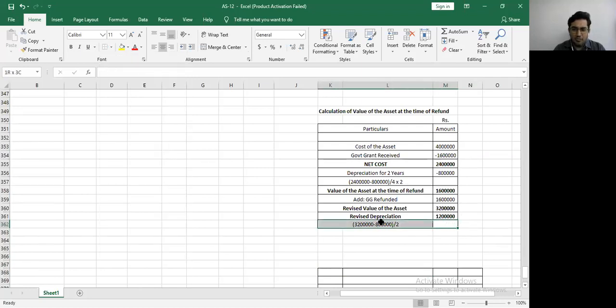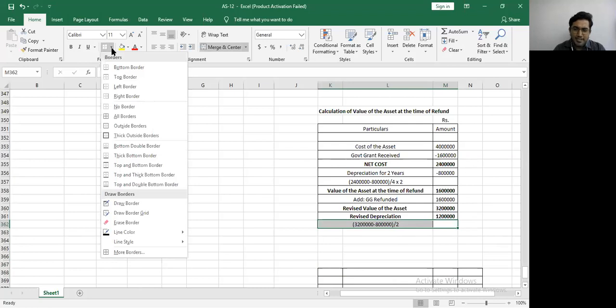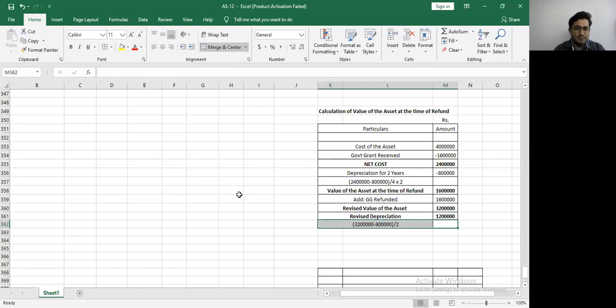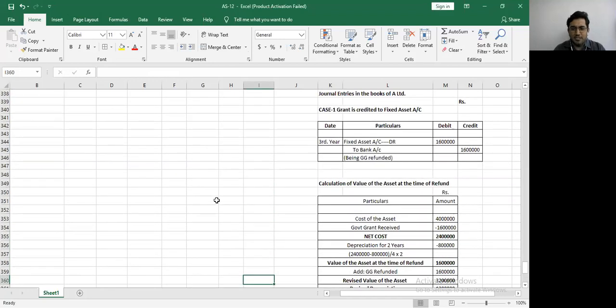Your revised value is what? 32 lakhs. Your revised depreciation is 12 lakhs. Okay. You have the entire solution.